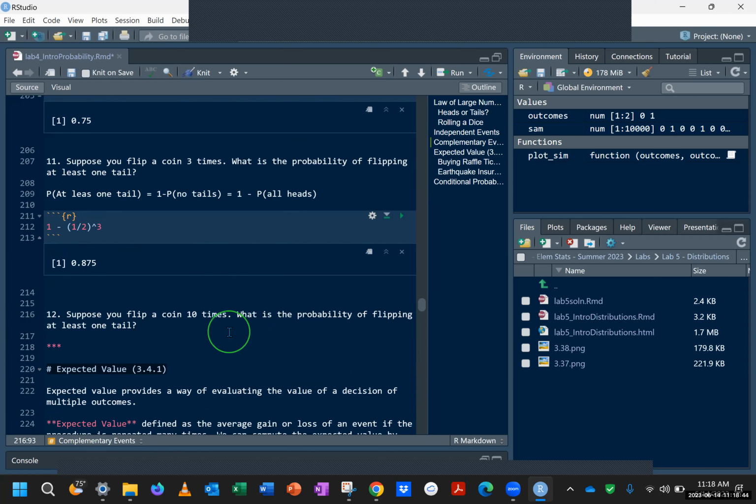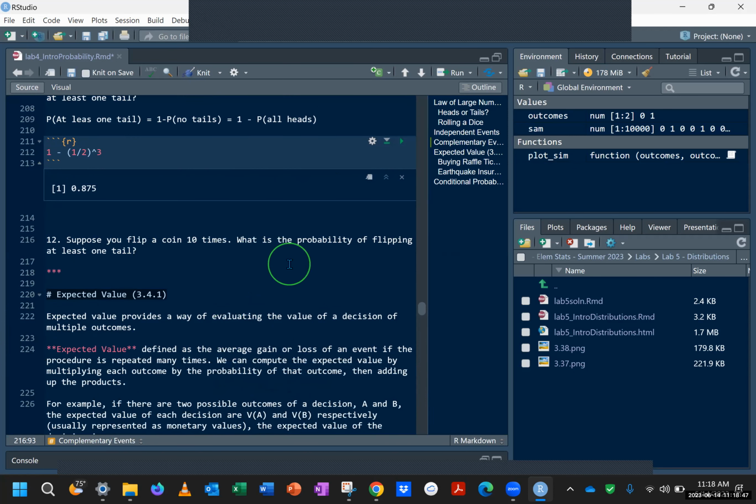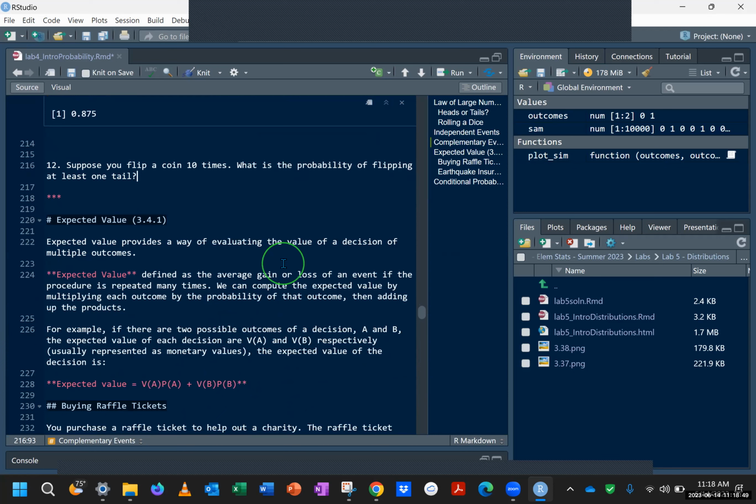See if you can figure out 10 yourself. It should be a pretty high probability. Then when you're ready, we're going to go on to expected value.